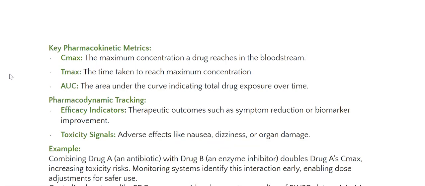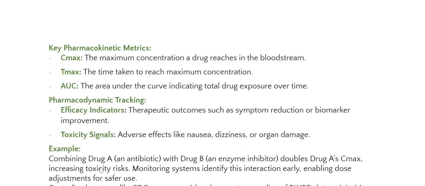Key pharmacokinetic metrics. Cmax, the maximum concentration a drug reaches in the bloodstream. Tmax, the time taken to reach maximum concentration. AUC, the area under the curve, indicating total drug exposure over time. Pharmacodynamic tracking. Efficacy indicators: therapeutic outcomes such as symptom reduction or biomarker improvement. Toxicity signals: adverse events or adverse effects like nausea, dizziness, or organ damage.